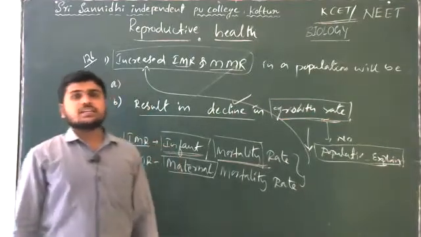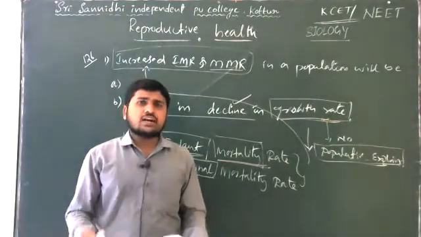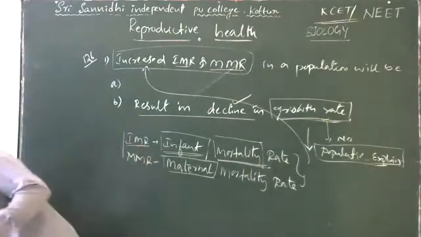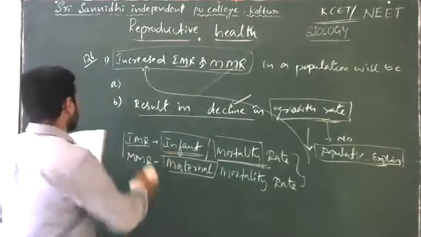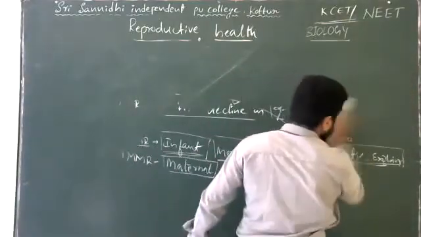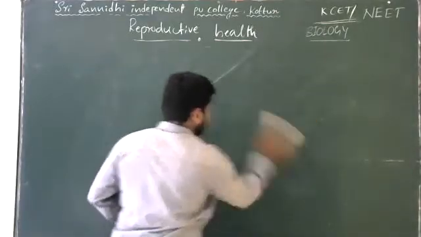So there is no population explosion. The population will start decreasing, right? That's why option B is the right answer. The second one, result in decline in growth, is the right answer. These are NCERT exemplar questions. Right? Next.